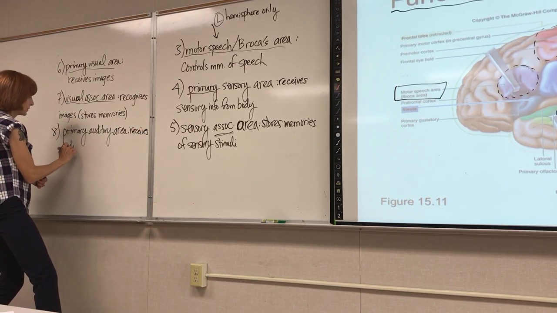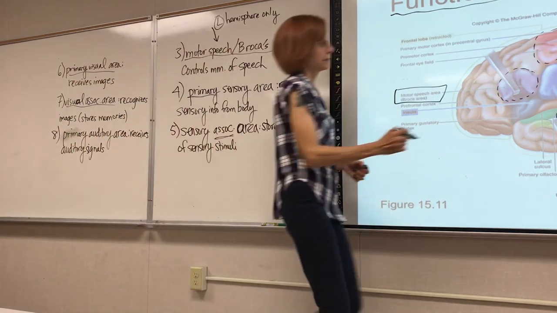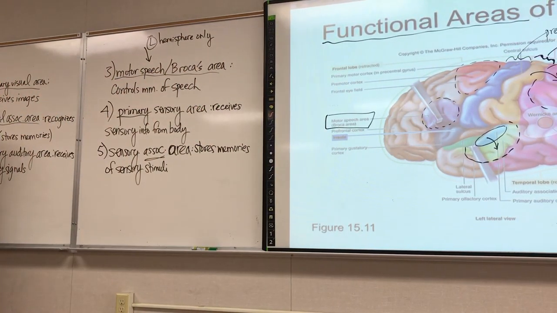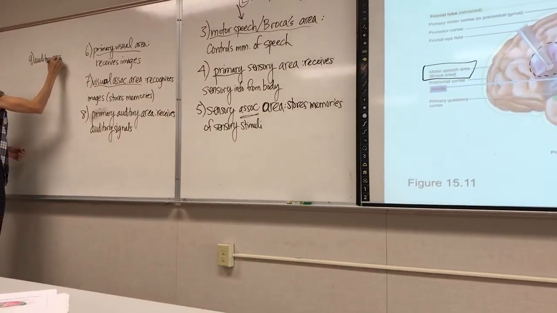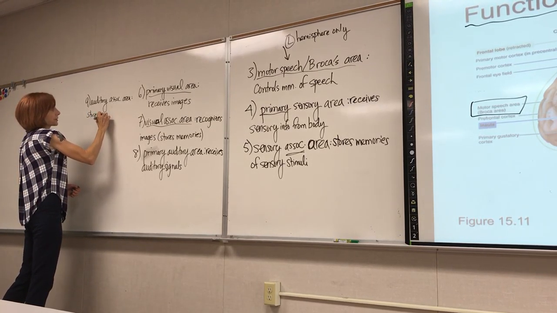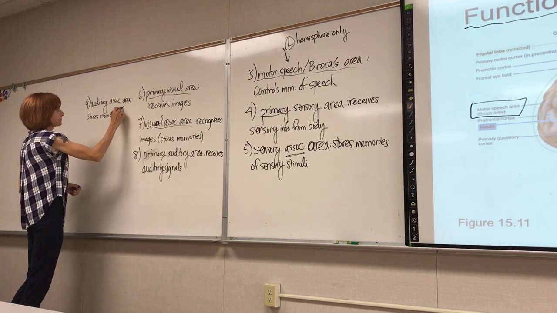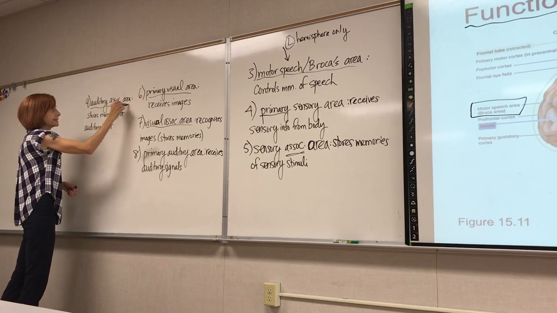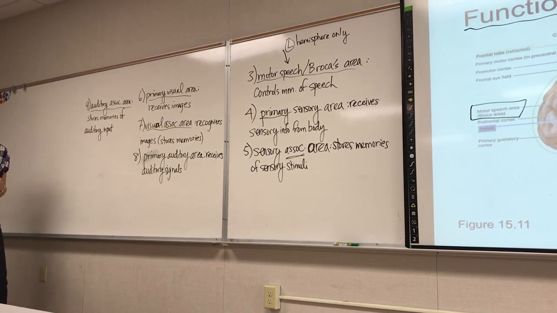From here, it will go into that area that's right around the primary, this one here. From there, the signals will go into the auditory association area, which stores memories of sounds that we've heard. Again, this would be highly organized. There would be an area for music that you know, so you recognize songs. There'd be an area for voices, so you recognize voices of people you know, and an area for your ringtone, or different kinds of ringtones that you know.